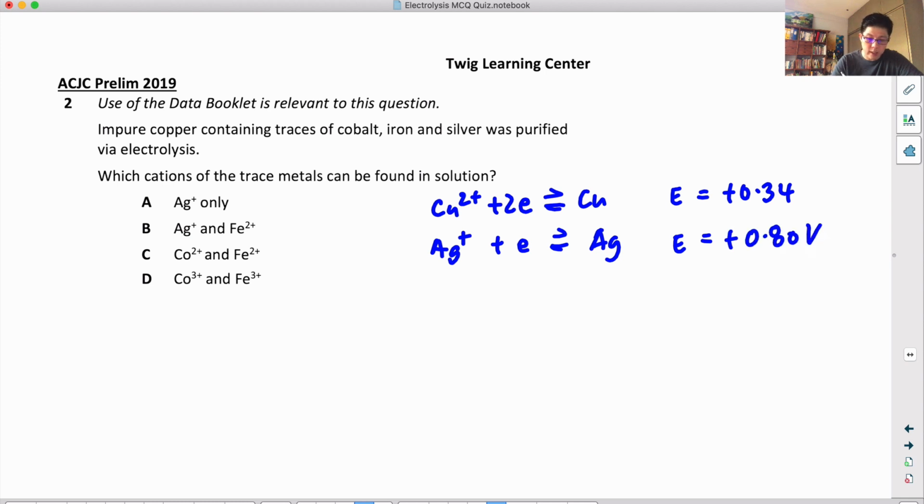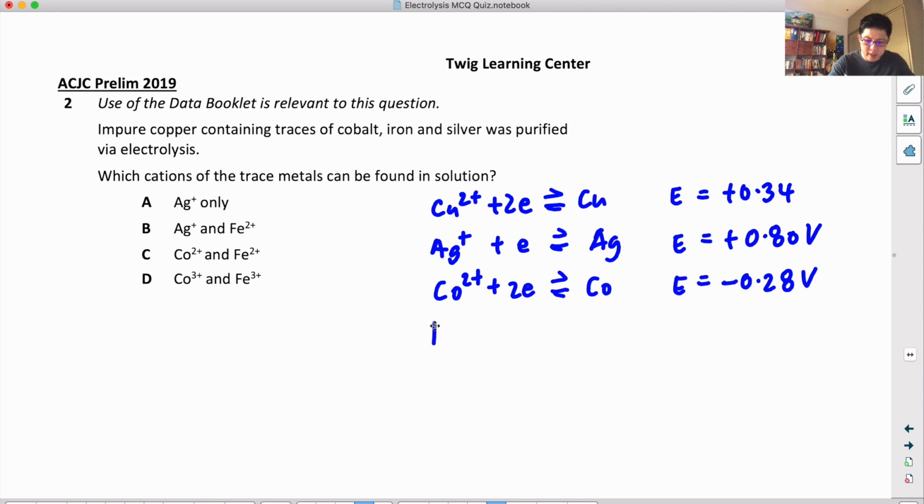Okay, let's look at cobalt. Cobalt, the value will be minus 0.28 volt. And the last one will be iron.